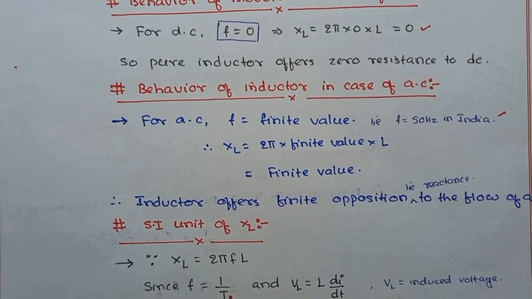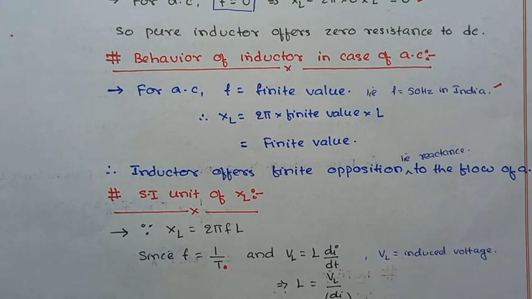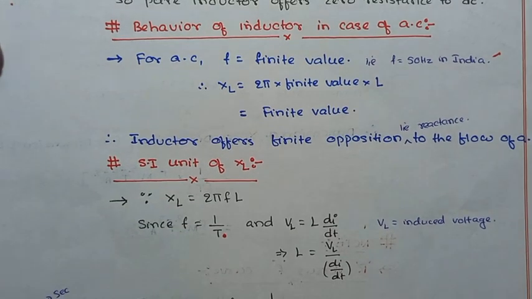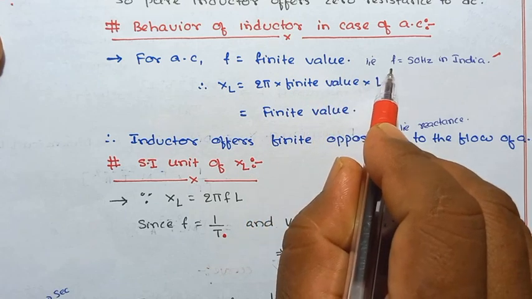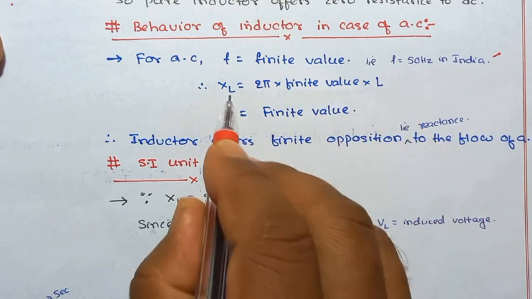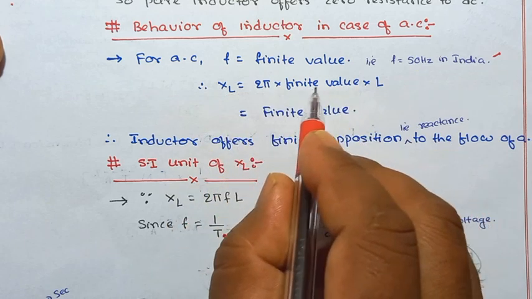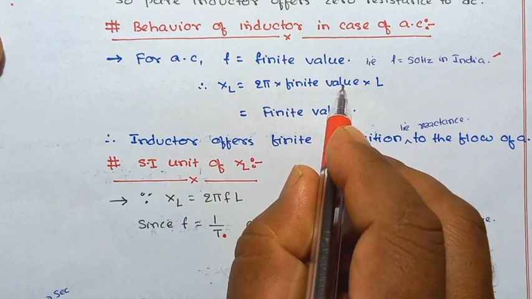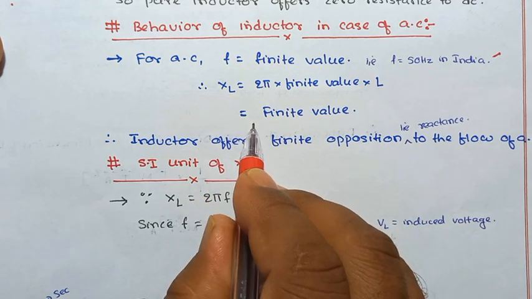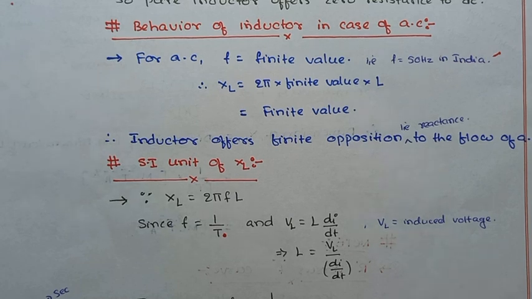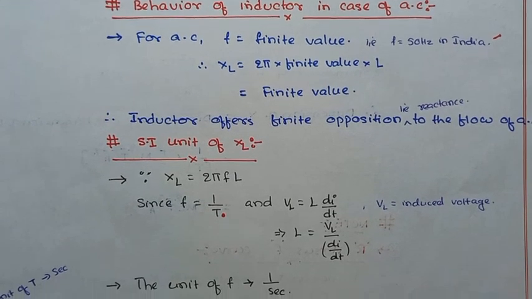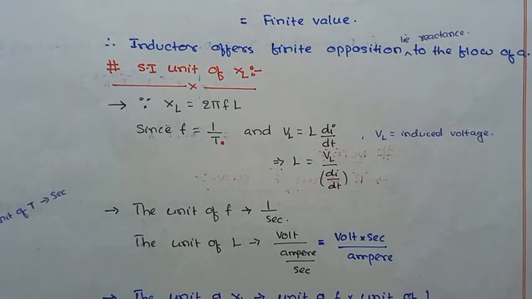Now we will see the behavior of an inductor in case of AC. For AC, F has a finite value. In India, F, that is the frequency of the AC supply, is 50 Hz. So XL is equal to 2 pi FL. In place of F, we write some finite value. So XL will be some finite value. Therefore, an inductor offers some finite opposition, that is reactance, to the flow of AC. Now we will find out the SI unit of inductive reactance.